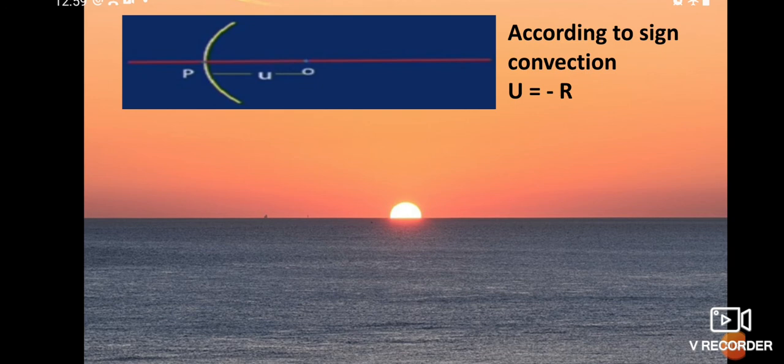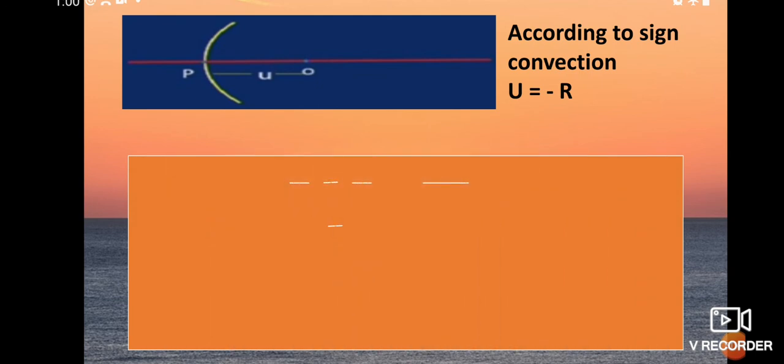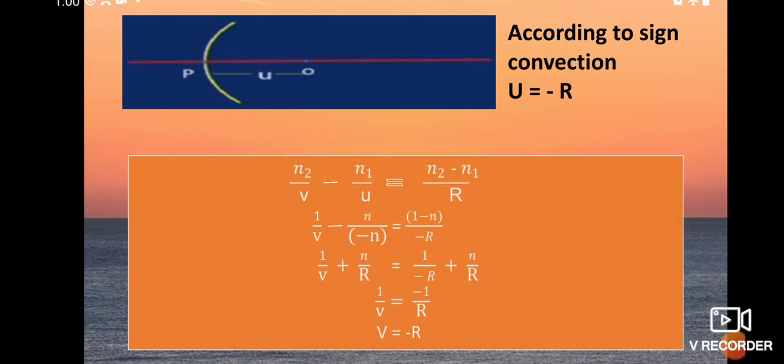according to sign conventions, the object distance is measured from the pole to the object, but the ray is coming from the object to the pole. That's why we have taken u as minus r. By substituting this value in the curved surface formula, we get n2 by v minus n1 by u is equal to n2 minus n1 by r.